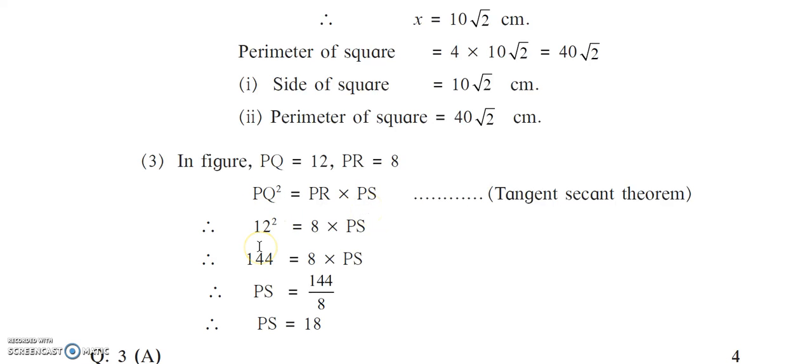That is PQ square, 12 square, 8 into PS. Therefore, 144 upon 8. Therefore, PS is equal to 144 upon 8, and simple division. Therefore, PS is equal to 18.